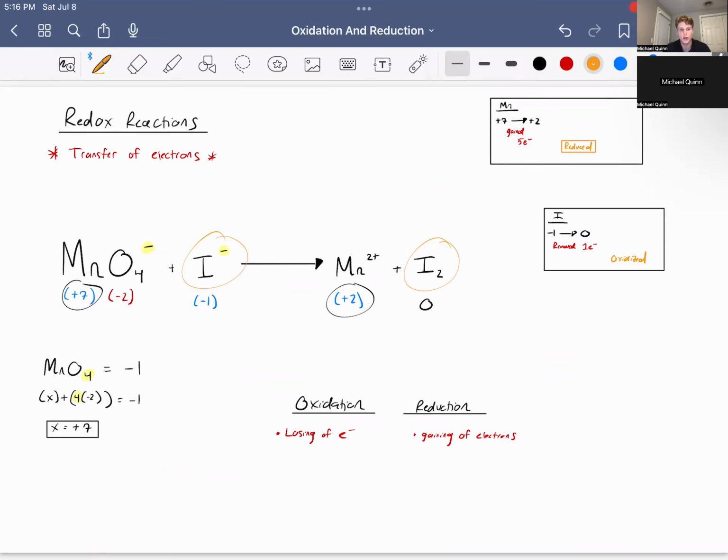So it's really important when you write a redox reaction or you see a redox reaction that you assign the oxidation state to each atom before you try to decide which species gets oxidized and which species gets reduced.